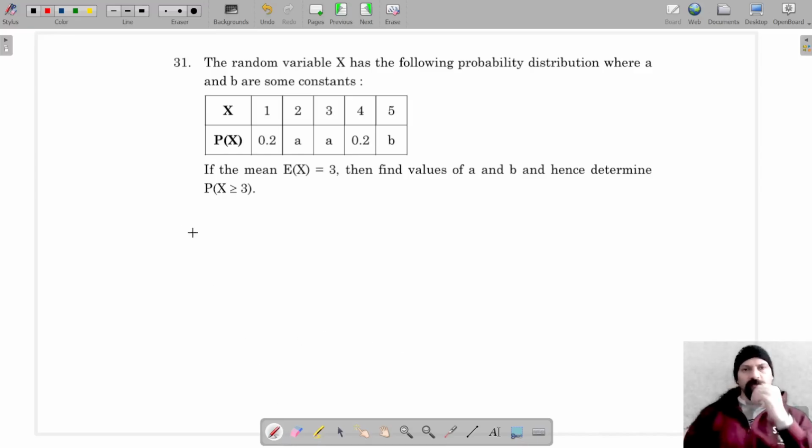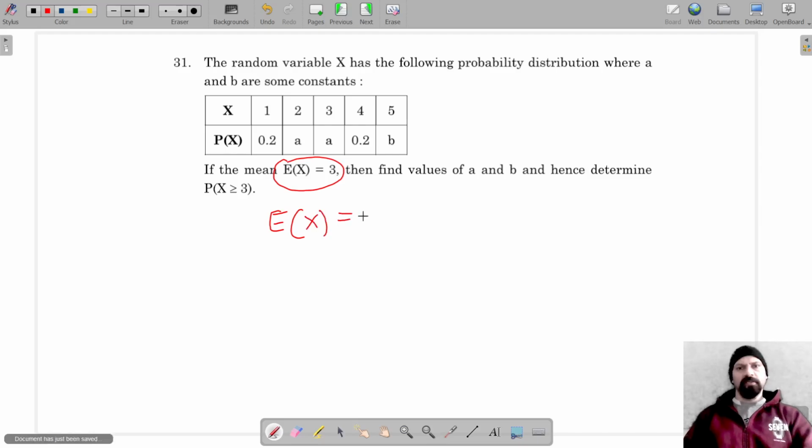Okay, for question number 31, it's given the random variable has the following distribution, where A and B are some constants, and the random variable has the values 1, 2, 3, 4, and 5, and the probability at x equal to 1 is 0.2, and respectively for 2, 3, 4, and 5. It's given that the mean is 3. So we have to find the values of A and B.